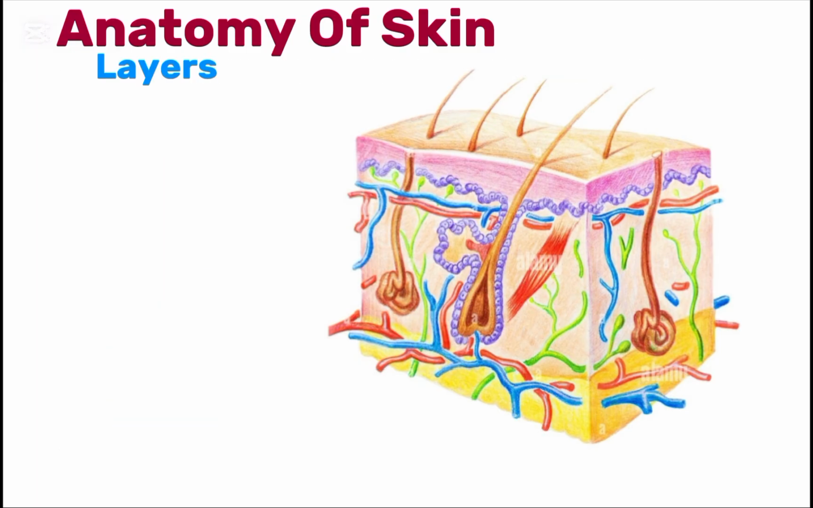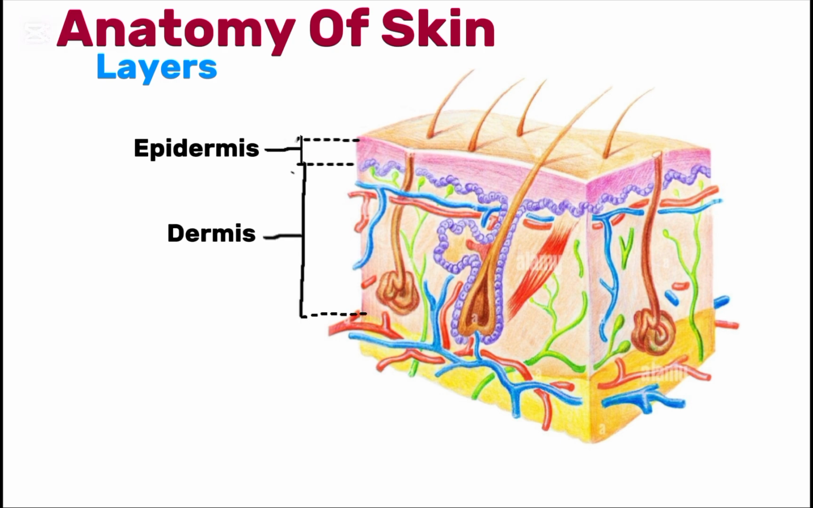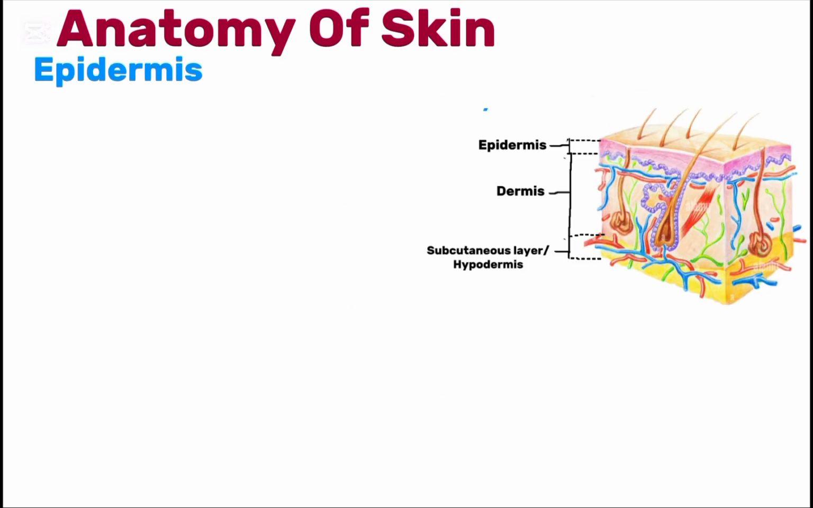Skin has two structural layers, the epidermis and dermis. Below the dermis, there is an additional fatty layer which consists of areolar and adipose tissue. This layer is known as the subcutaneous layer or hypodermis. This subcutaneous layer provides protection to the underlying structures and helps in attaching the skin to these underlying structures that are muscles and bones. Let's discuss the structural features of the epidermis.